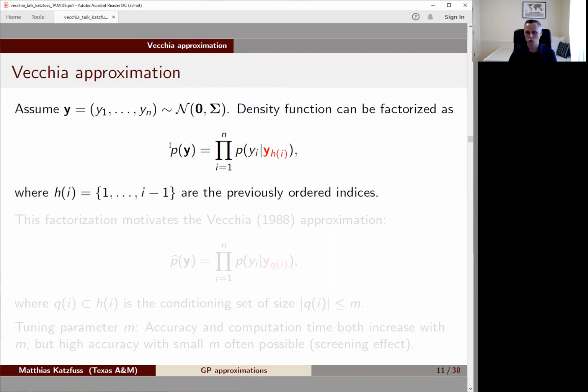Now, any joint density can be decomposed in this way. If we look at the probability density function of y, you can write this as a product, i equal 1 up to n, where we consider univariate conditional densities of yi given everything that was before. So essentially, yi will condition on y1 up to yi minus 1.